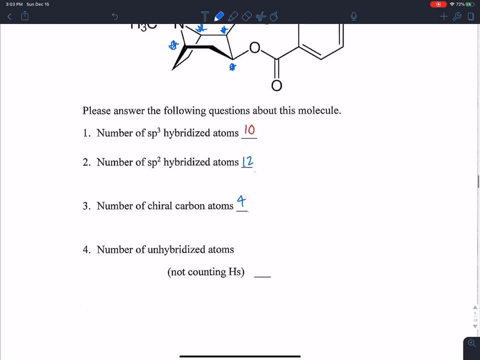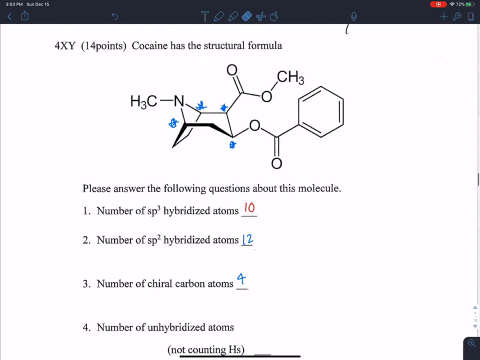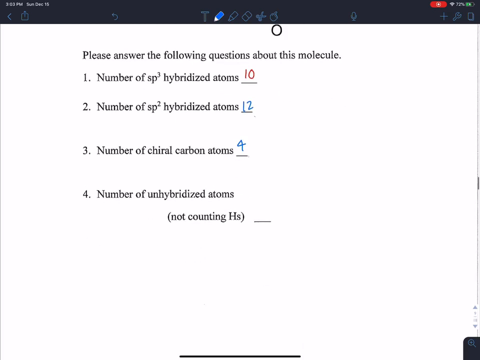Next one. Number of unhybridized atoms, not including the H's. Well, every single sp2 that I have will have one unhybridized. So if there's 12 sp2, there's going to be 12 unhybridized. Simple as that.